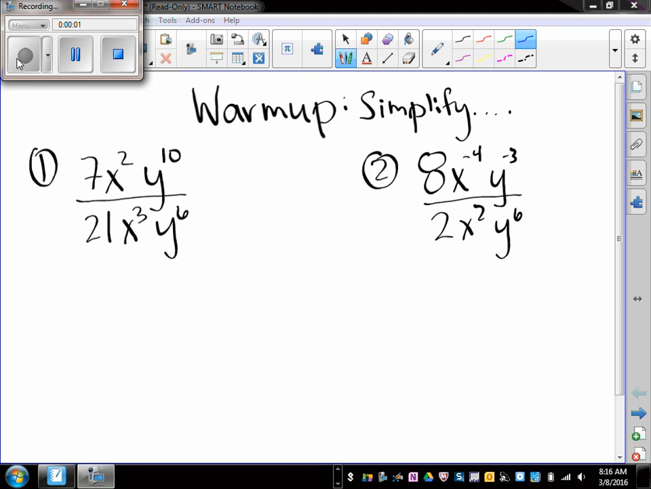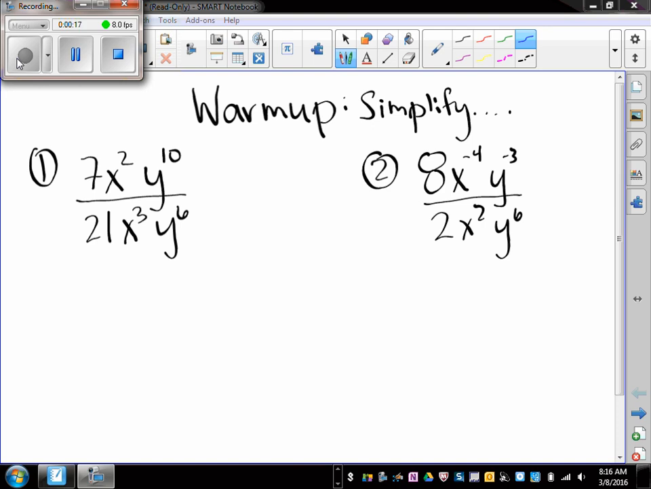Let's take a look at our warm-up. Today's agenda will be doing, as usual, warm-up, homework questions, mini quiz, and then today's topic that we're learning about is simplifying radicals, so square roots, cube roots. We may have dealt a little bit with it before.